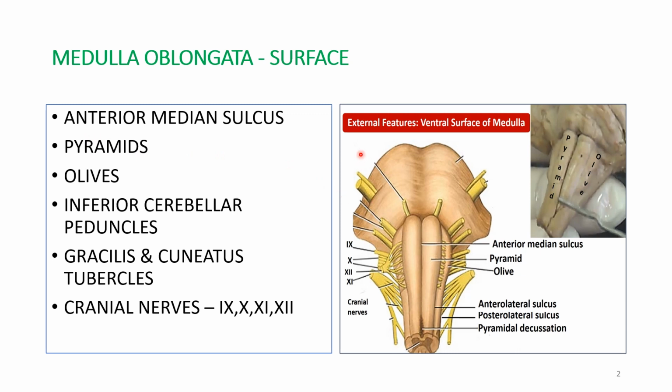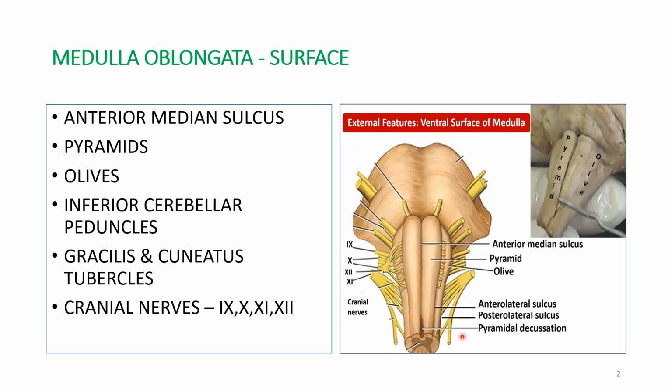So you can see here the external features, that is the ventral surface of the medulla oblongata. Here you can see the anterior median sulcus. So there is a sulcus here that is called anterior median sulcus. On either side of this anterior median sulcus, it consists of the pyramids. So these are the two pyramids. Then come the olives. Okay, two olives.